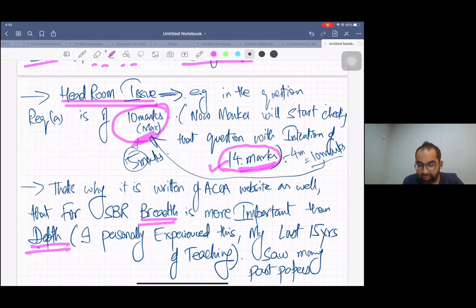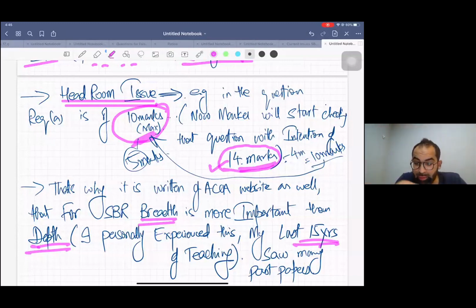And see, I personally experienced this in the last 15 years of teaching. I've seen many past papers. Even we teachers, even myself, I sometimes teach things in great detail. Our courses are 100 hours, 120 hours. But when students open the past paper, only little issues come. Believe me. So it's better to do many things in a summarized way than to do few things in depth.